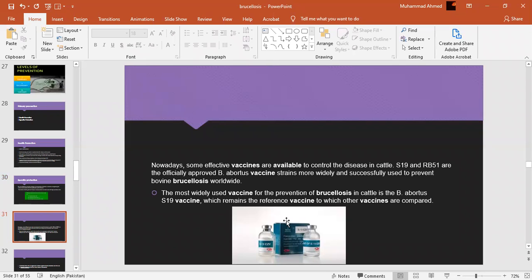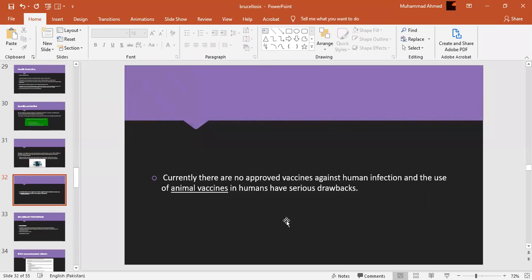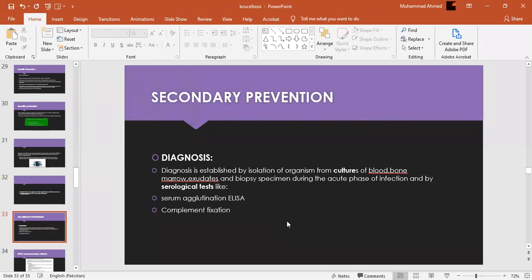S19 and RB51 are the officially approved Brucella abortus vaccine strains, more widely and successfully used to prevent bovine brucellosis worldwide. The most widely used vaccine for the prevention of brucellosis in cattle is the Brucella abortus S19 vaccine, which remains the reference vaccine to which other vaccines are compared. Currently, there are no approved vaccines against human infection, and the use of animal vaccines in humans has serious drawbacks.